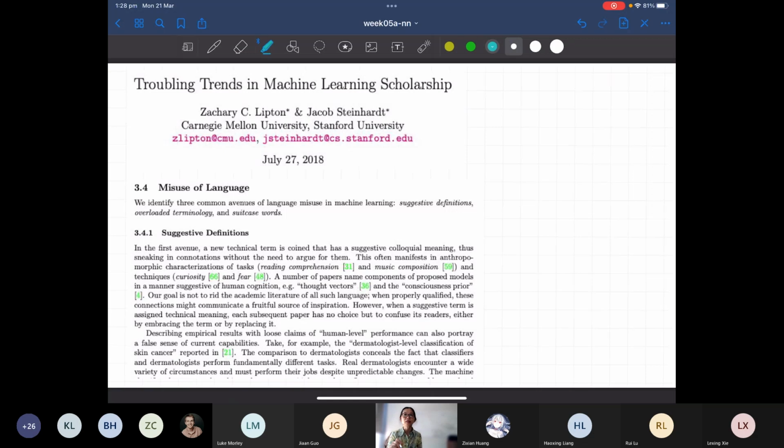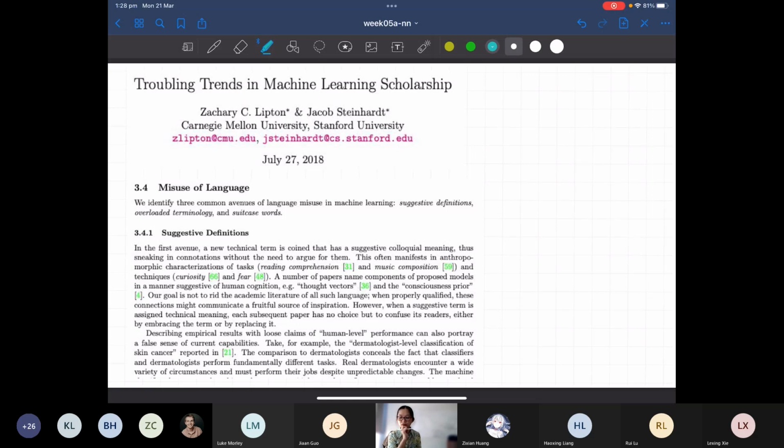So this particular paper, Troubling Trends in Machine Learning Scholarship, I just posted a link to that in the lecture channel. I like it very much. Zachary Lipton and Jacob Steinhardt are two of, let's say, the younger but very productive researchers.